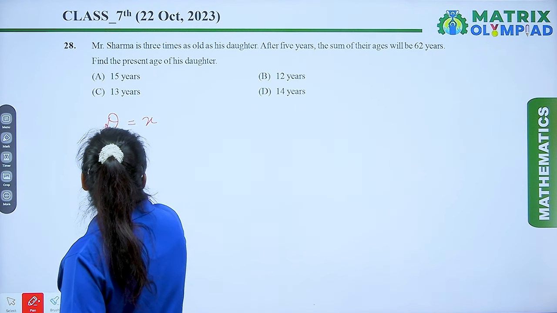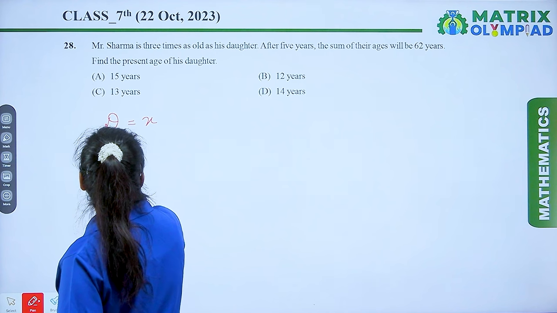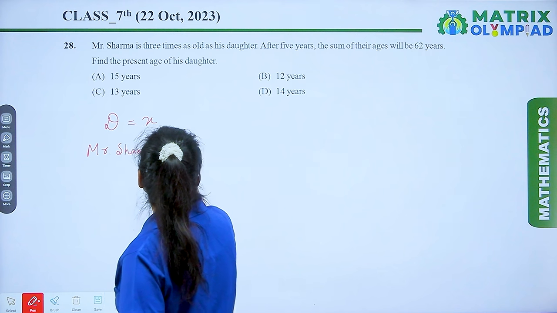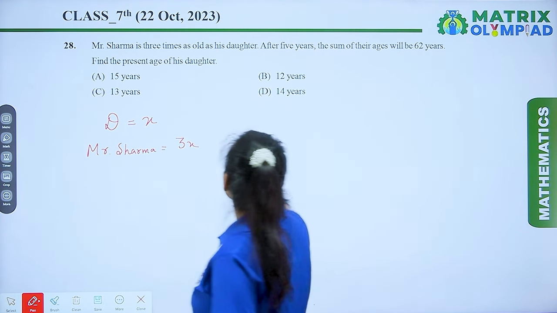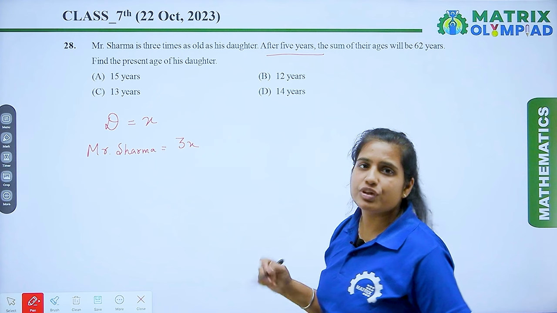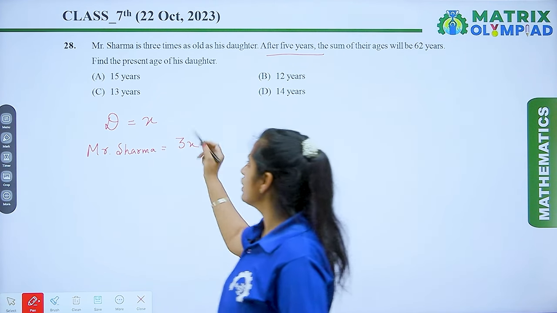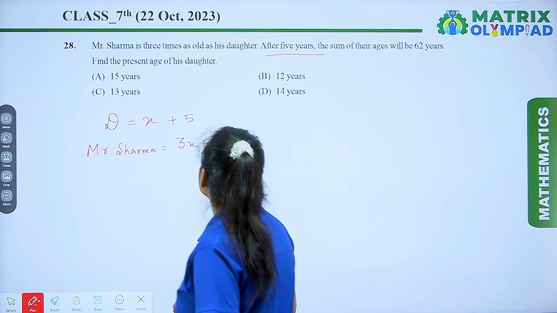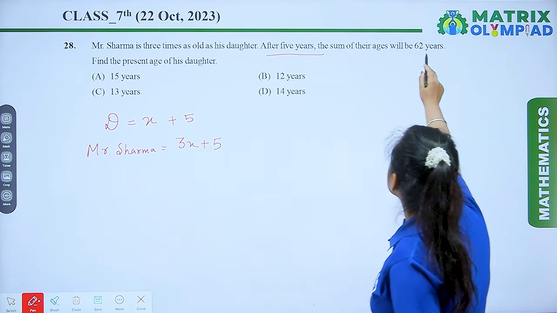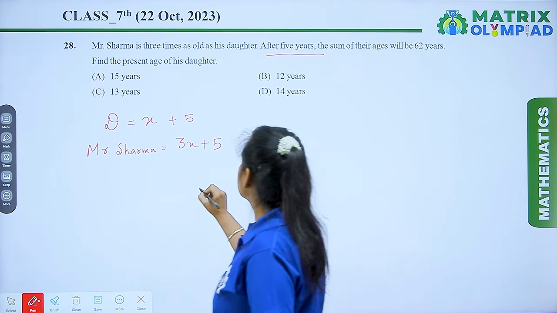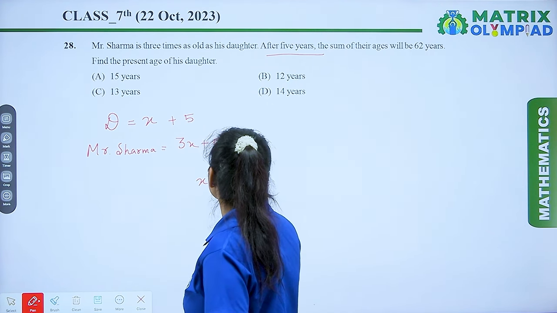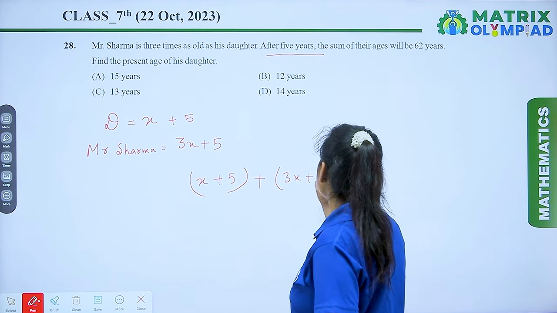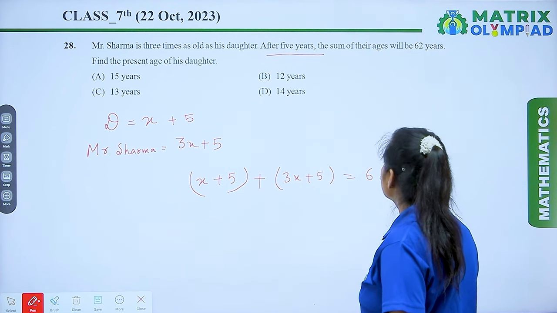So, let's take the age of daughter equal to X. So here, the age of Mr. Sharma, 3X. After 5 years, means we have to add 5 years to their ages. So let's add 5. Now, the sum of their ages will be 62. So let's write down in the equation form x plus 5 plus 3x plus 5 equal to 62.